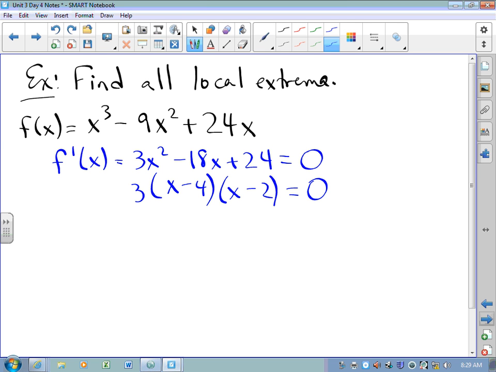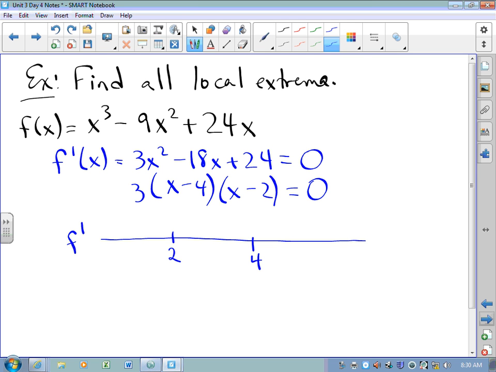What does that mean? That means that on my number line, there are 2 places where that derivative could change sign. There are 2 critical points, 2 places where the derivative is 0 or undefined. That happens at x equals 2 and at x equals 4. Critical points, places where the derivative is 0 or undefined, 2 and 4.